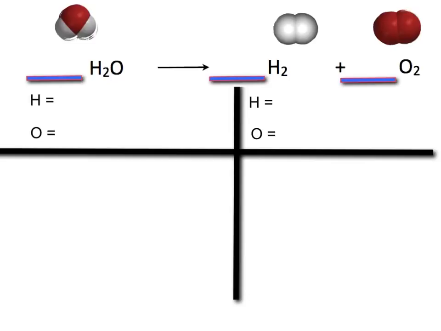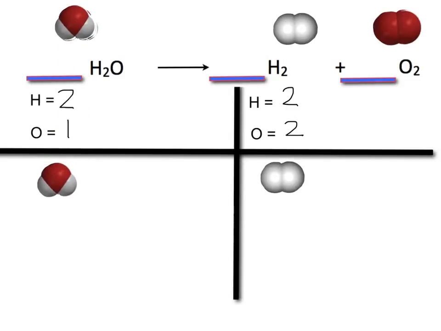Again, we start by counting how many there is of each element. So on the left, there are 2 hydrogen, 1 oxygen, and on the right, there are 2 hydrogen and 2 oxygen. Now we are going to rewrite it as 4 hydrogen and 2 oxygen.